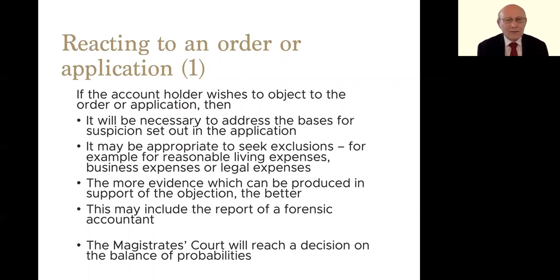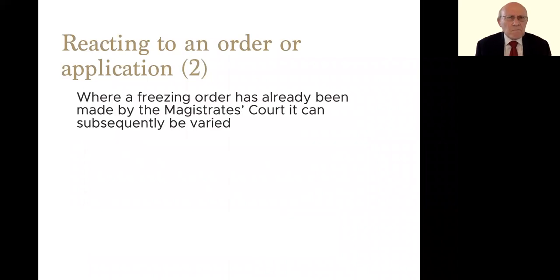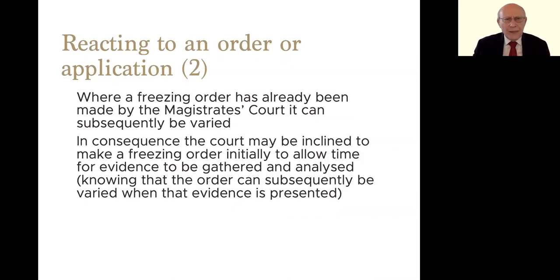The Magistrates' Court will reach its decision on the balance of probabilities, and all of this stuff is dealt with on the civil standard. It is in fact a civil set of proceedings in the Magistrates' Court. Where a freezing order has already been made by the magistrates, as I've said, it can subsequently be varied, and you can make that application if you are a person interested or affected by the order. It doesn't have to be the account holder.